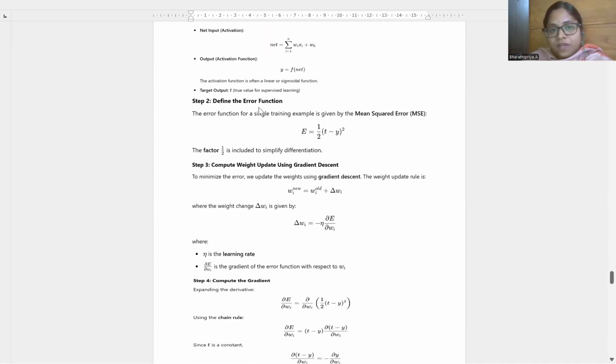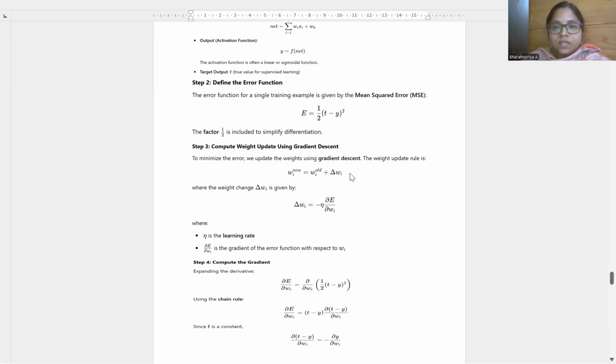Step two is to define the error function. The error function for a training sample is given by the mean square error. We can apply this formula: 1/2 of (t minus y) whole squared. This factor 1/2 is included to simplify the differentiation. Step 3 is to compute the weight update using gradient descent. Gradient descent is used in the backpropagation technique to minimize the errors by updating the weights. So the weight update rule can be used.